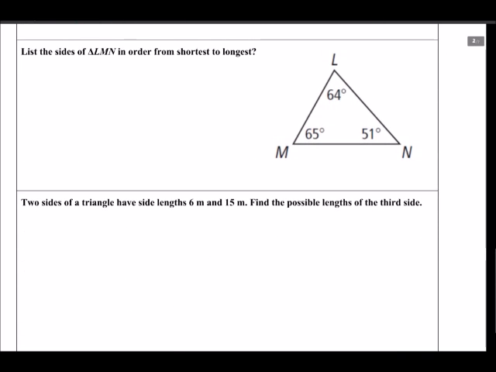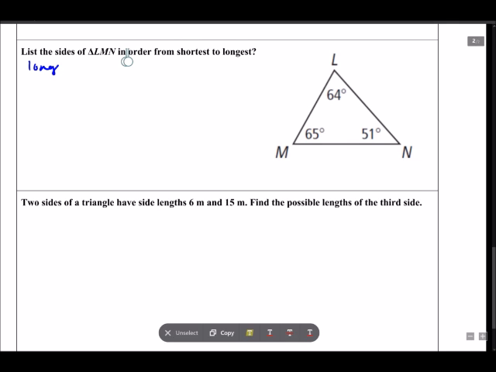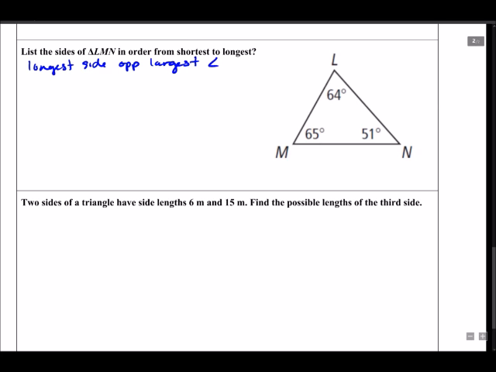Okay. List the sides of triangle LMN in order from shortest to longest. Well, we had a nice theorem that said the longest side is opposite the largest angle. So let's go check out our angles. We need to order our angles.